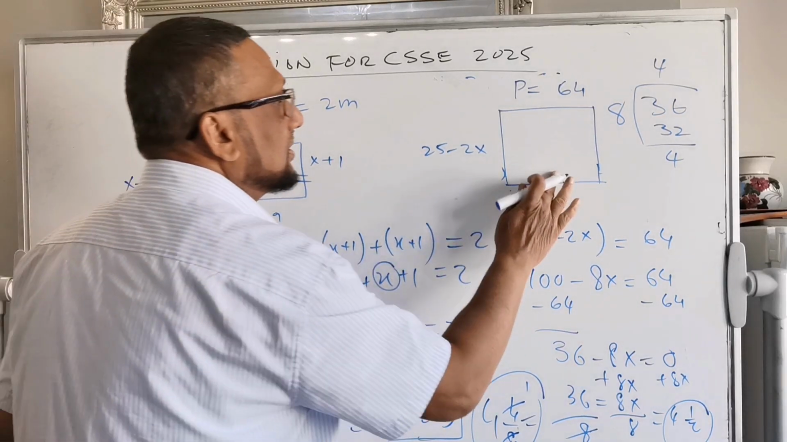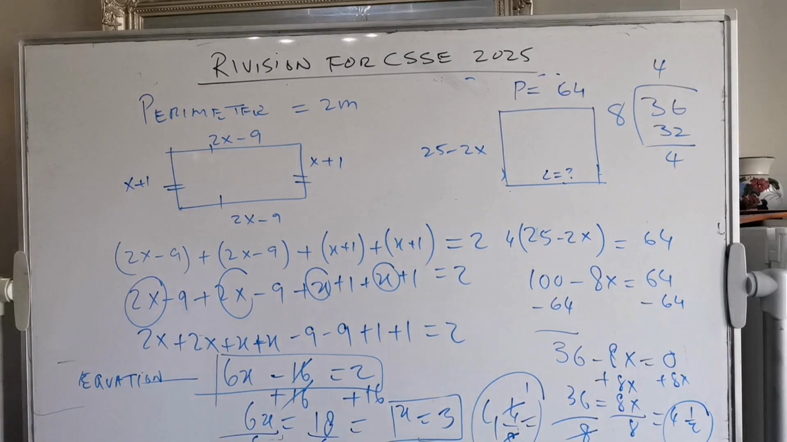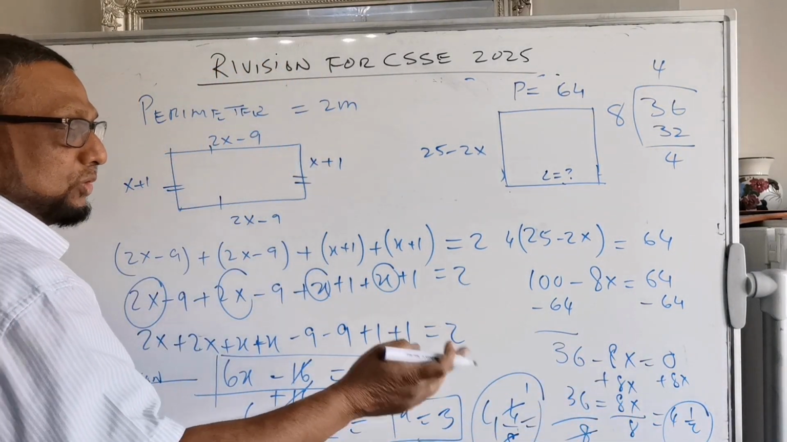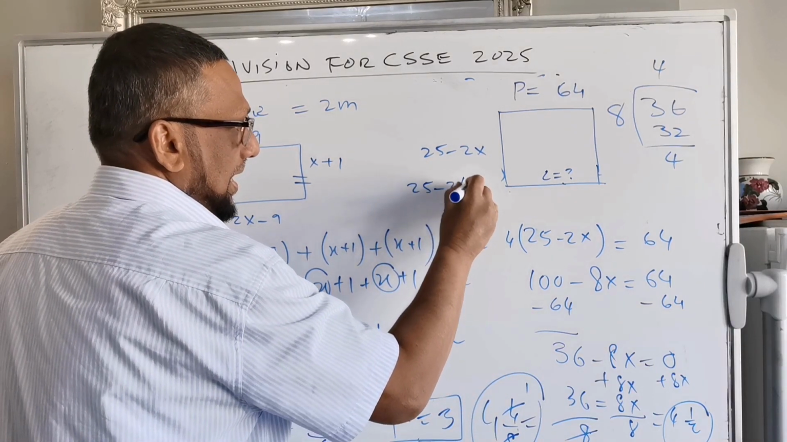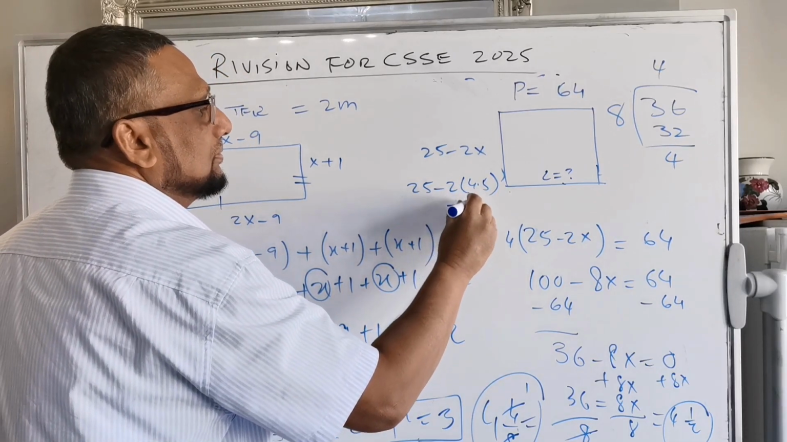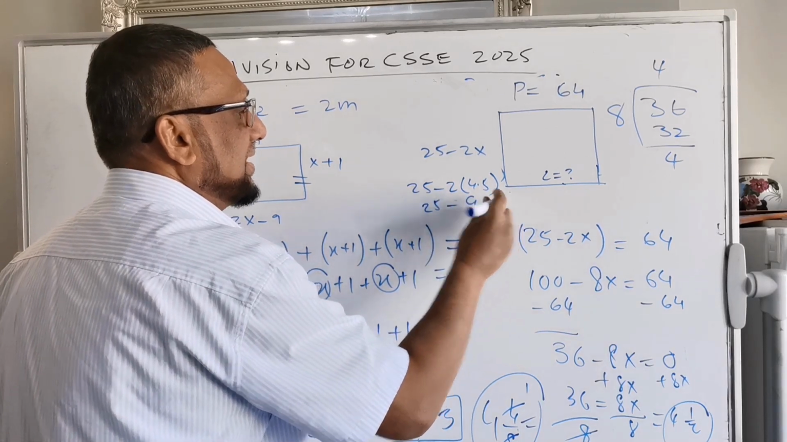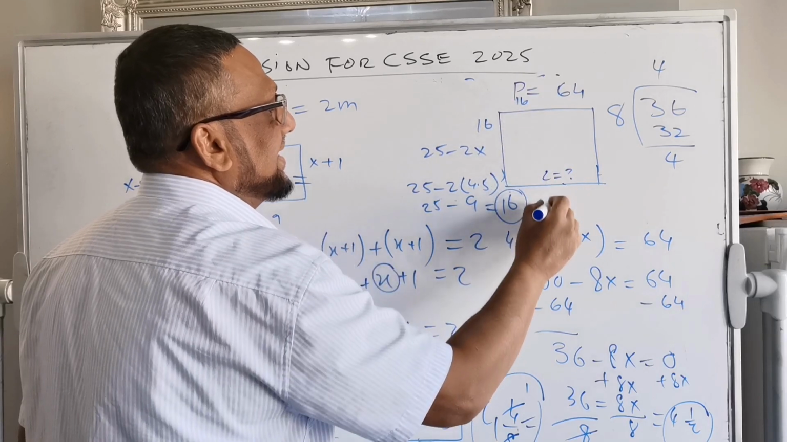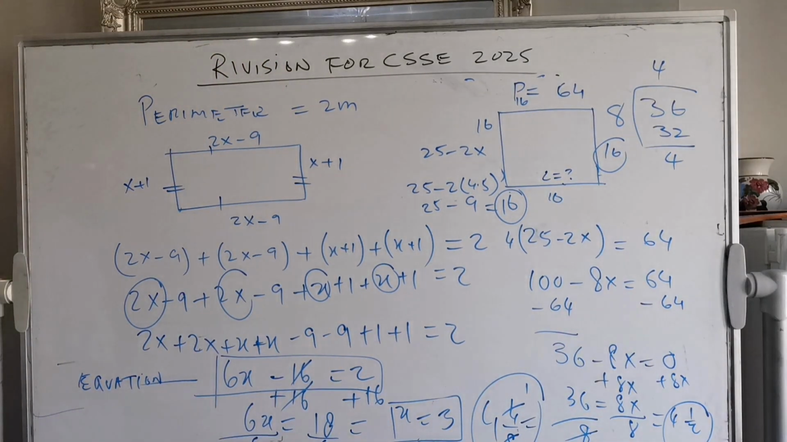Sometimes the examiner asks to find the length of this square. Very simple. You found the value of x, which equals 4.5. You need to substitute it into 25 minus 2x. So 45 times 2 is 90, one decimal place is 9, so 25 take away 9 is equal to 16. So this one is 16, 16, 16 and 16. This is the length of the square.